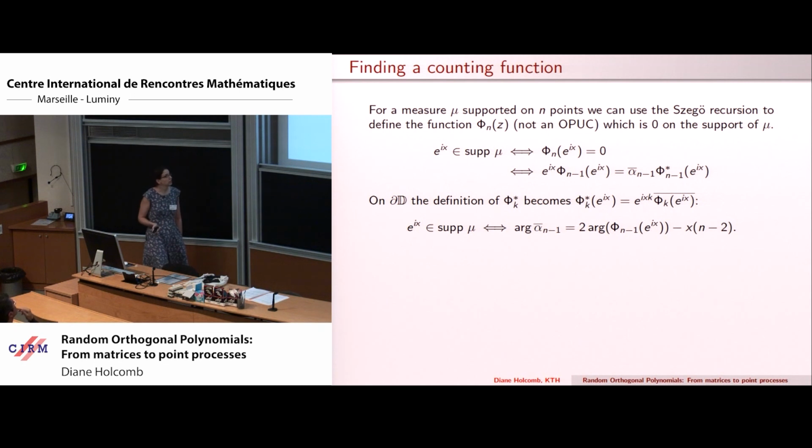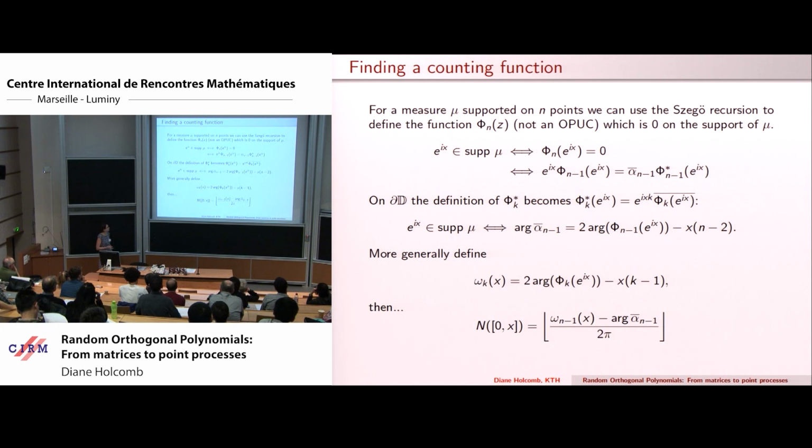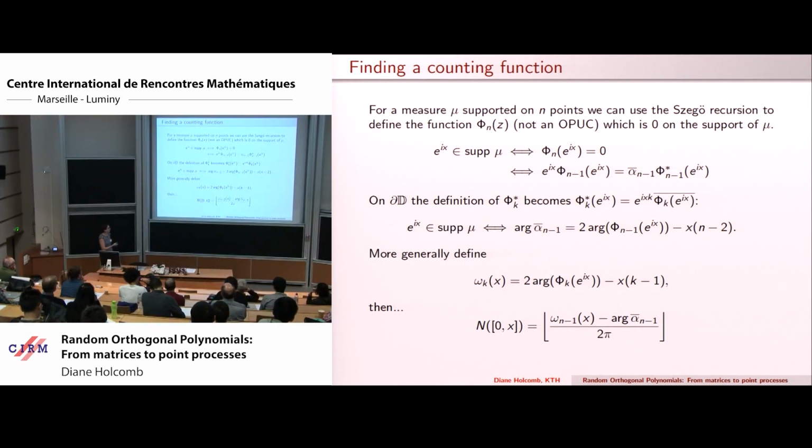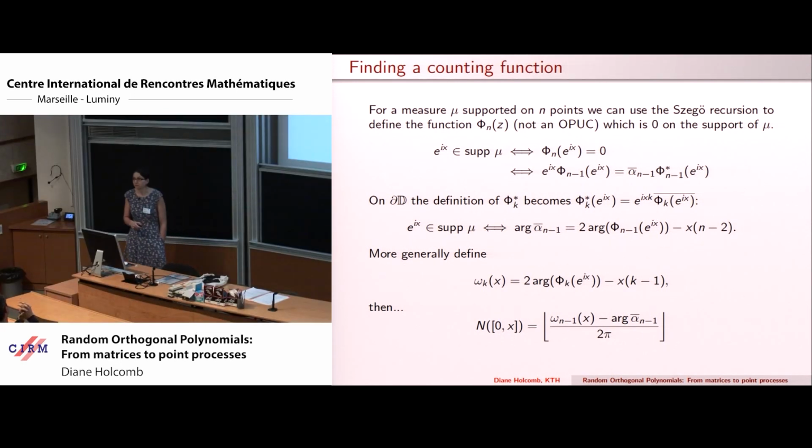And actually this right-hand side turns out to be a function that can be useful more generally. So we're just going to define ω_k(x) to be twice the argument of φ_k evaluated at e^{ix}, minus x times (k minus 1). And if you do that, then per this argument up here, you take this ω and subtract this argument and divide it by 2π. This is actually going to give you the number of points in your spectrum that are between 0 and x.